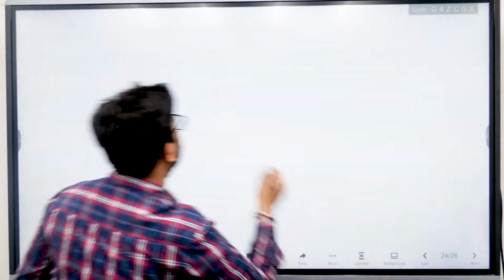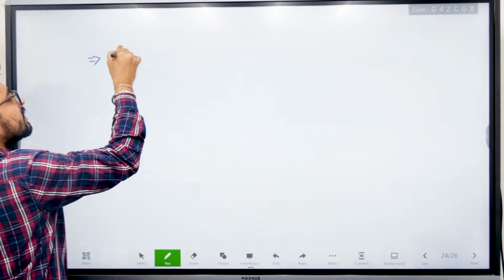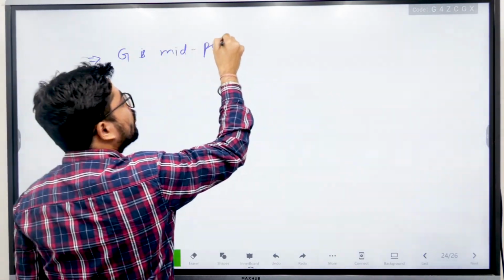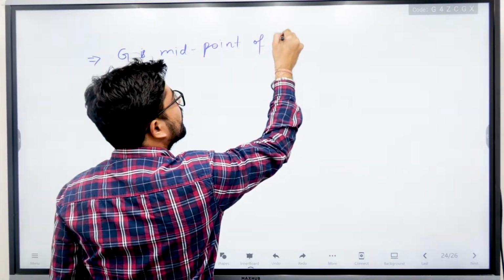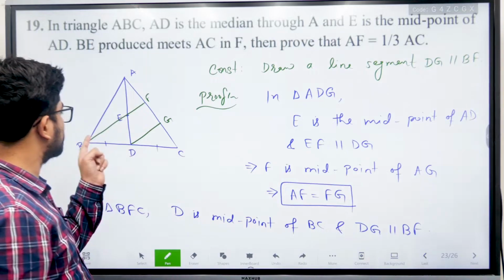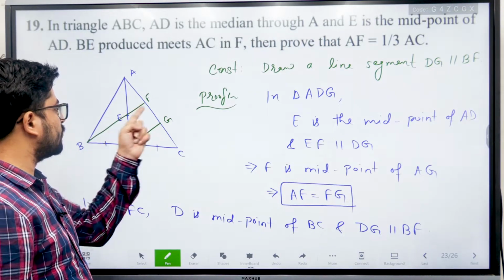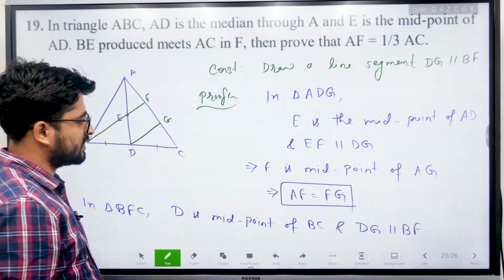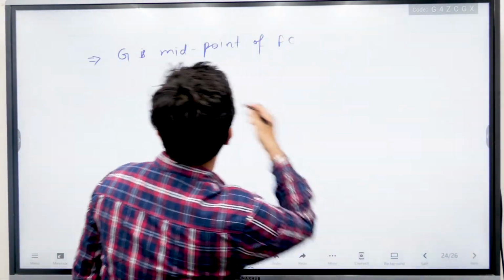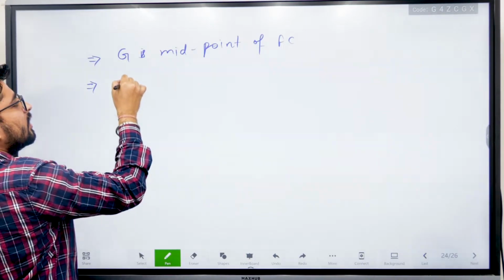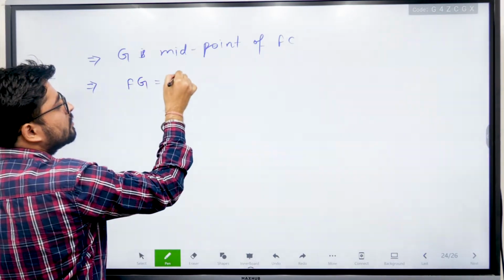From here you can say G is the midpoint of FC because of the converse midpoint theorem. DG is parallel to BF and D is the midpoint of BC, so G must be the midpoint of FC. So from here you can say FG is equal to GC.